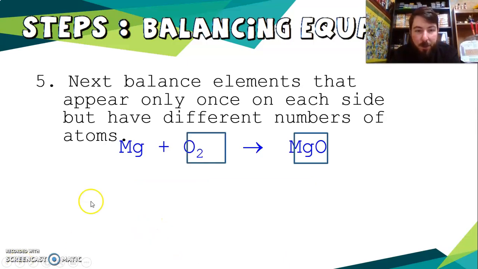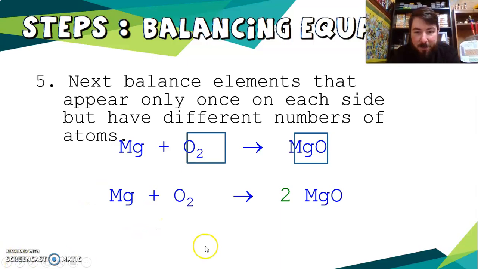But our oxygens are unbalanced. So we need to put a 2 in front of this magnesium oxide. Because we have two oxygens here, and we only have one here, we put a 2 there so that it multiplies by 2. But when we do that, now we also have two magnesiums on this side. So we can't just add an oxygen on this side. We have to add a whole molecule there to balance it out.